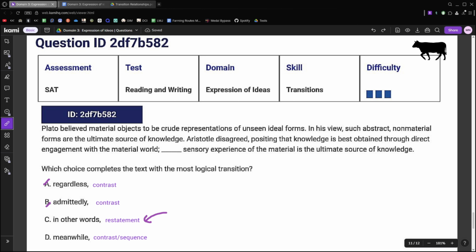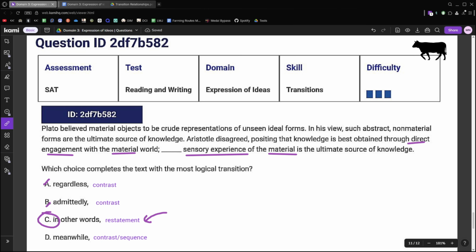Aristotle disagreed, positing that knowledge is best obtained through direct engagement with the material world. Blank, sensory experience of the material is the ultimate source of knowledge. Alright, so here's Aristotle talking about direct engagement. If we look past the blank, sensory experience, both of those are related to the same idea. Here we have the word material. Here we have the word material. Would you look at that? He's saying the same thing twice, so it would make sense to use a restatement transition word. That means our answer will be C.